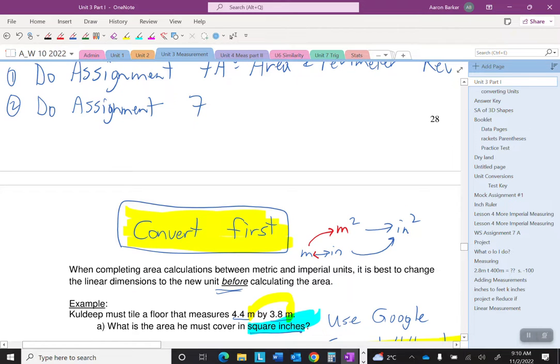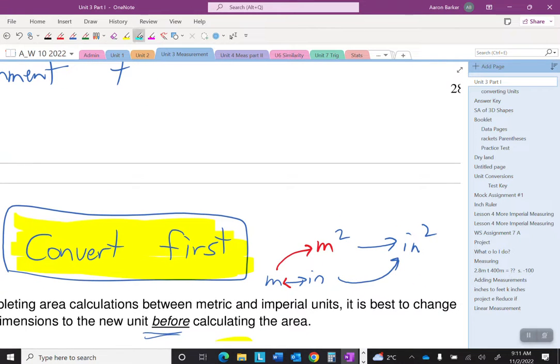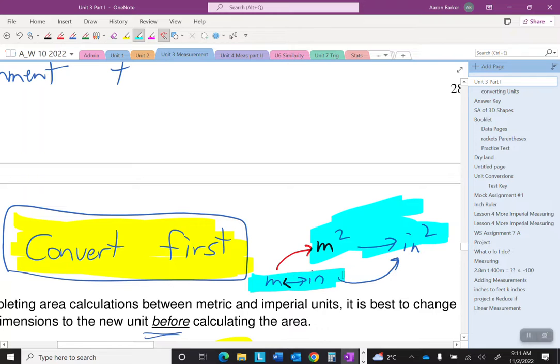Converting second can just be more complicated and can mess up your decimals and stuff. So I find it simpler to convert first. If you don't convert first, you're going to have to convert things like meters squared into inches squared or back and forth. It's easier to convert the linear measurement, meters into inches or inches into meters, and then find the answer in meters squared or in inches squared. But convert first will save you a lot of headaches and a lot of errors.